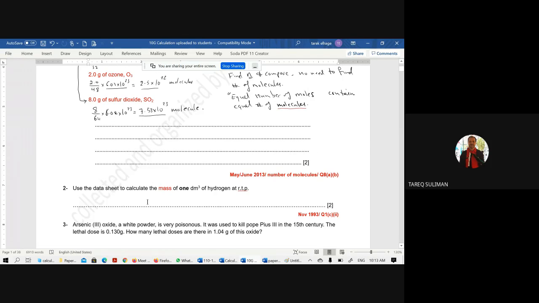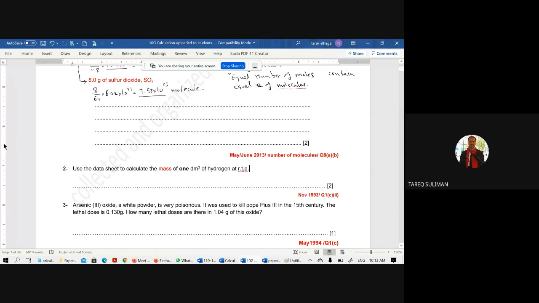Okay. So, use the data sheet to calculate the mass of 1 decimeter cube of hydrogen gas at room temperature and pressure. What is the given here and what is the required? We want the mass. The given is the volume, 1 decimeter cube. And at room temperature, we know the volume of 1 mole of any gas is 24 decimeter cube. So number of moles equals 1 divided by 24. Clear?